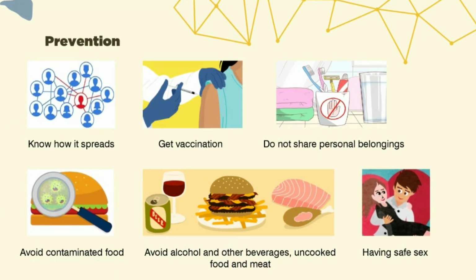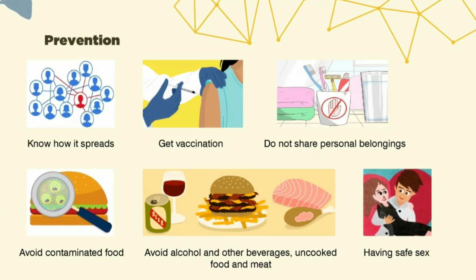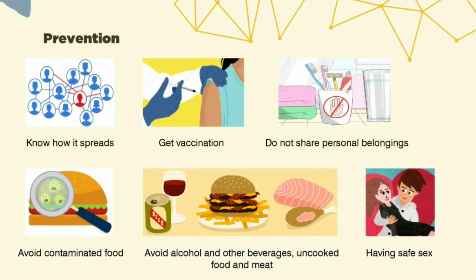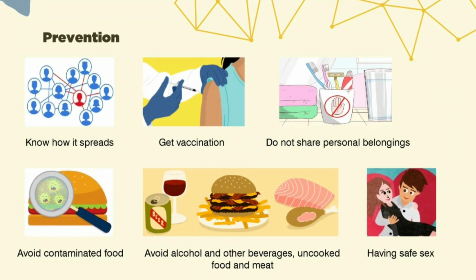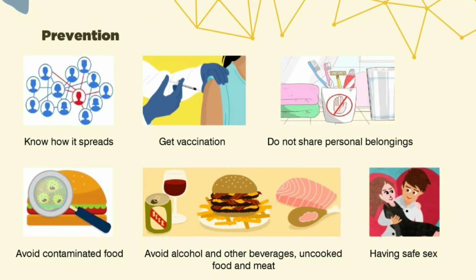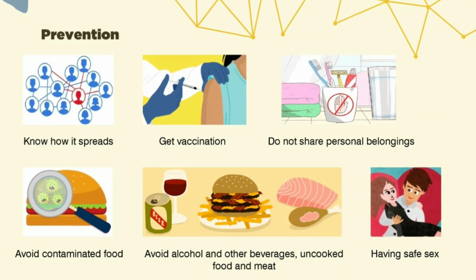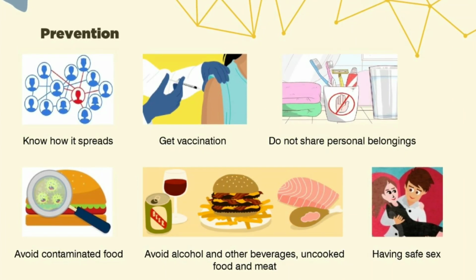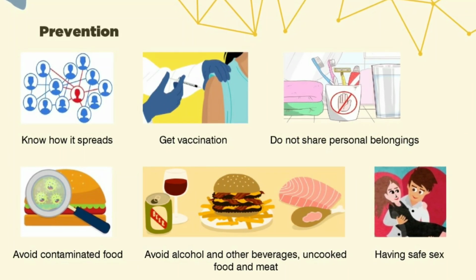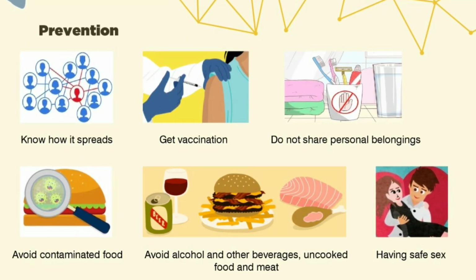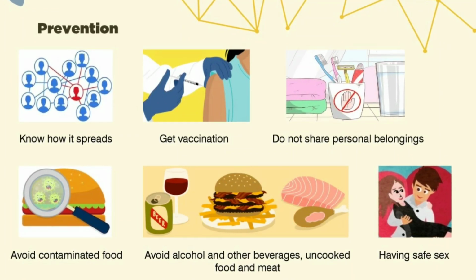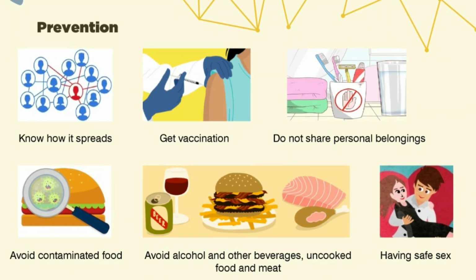How to prevent the hepatitis condition? Some preventive measures are, first of all, a person should know how it spreads. By knowing that, we can prevent hepatitis. And getting vaccinated is very important for persons who are living in a community where hepatitis affected people are more. And people who are affected with hepatitis should not share their personal belongings with others or their close contacts.